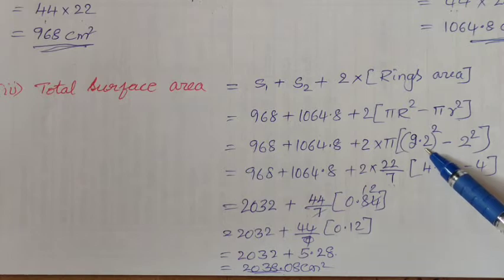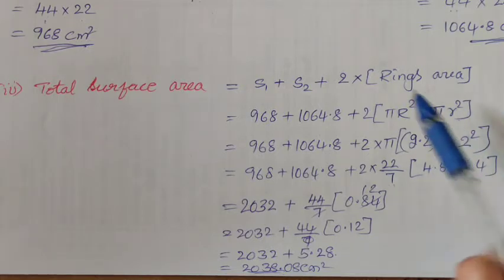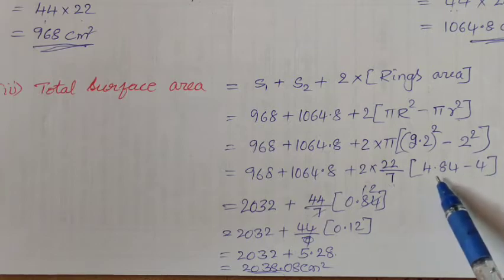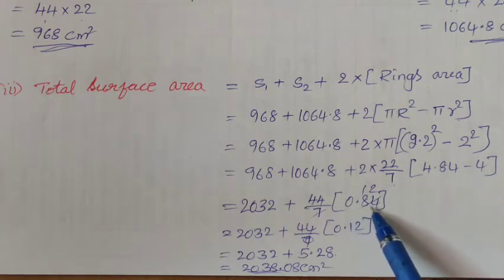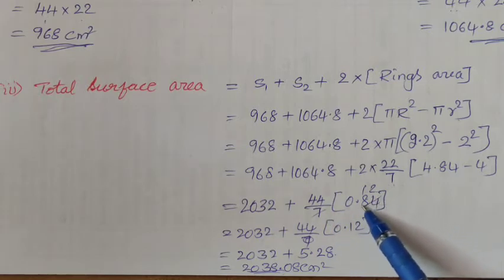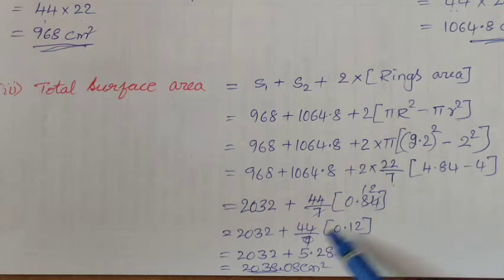So write 22/7. Capital R, the outer radius, is 2.2, so write 2.2 square minus the inner radius 2, so write 2 square. Then 2.2 square is 4.84 and 2 square is 4. Now subtract, we get 0.84. This is 22 into 2 is 44/7. Divide 0.84 by 7, we get 0.12. So now 2032 plus 44 into 0.12.